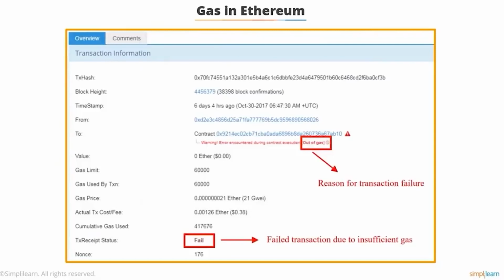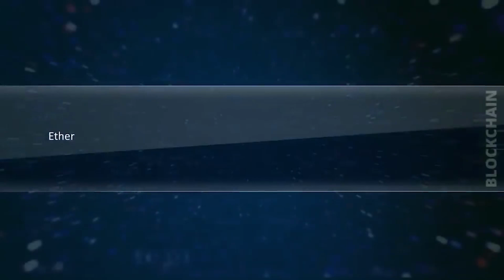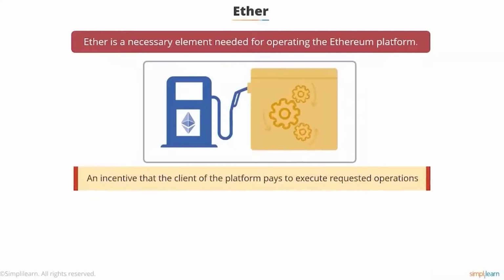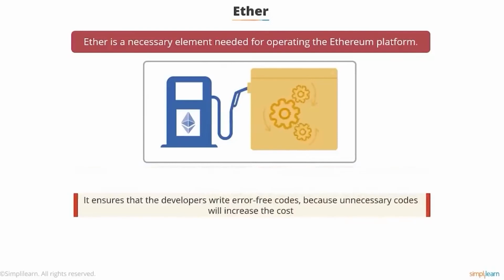If enough gas to cover the computational resources of the network is not supplied, the transaction will fail due to an out-of-gas error. So, gas is a commodity which is essentially a cost of using the system. Like Bitcoin, Ethereum also has its currency, which is called Ether. It is an incentive that the client of the platform pays to execute requested operations. It ensures that the developers write error-free code because unnecessary code will increase the cost.